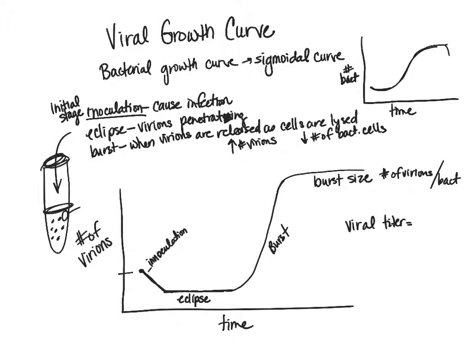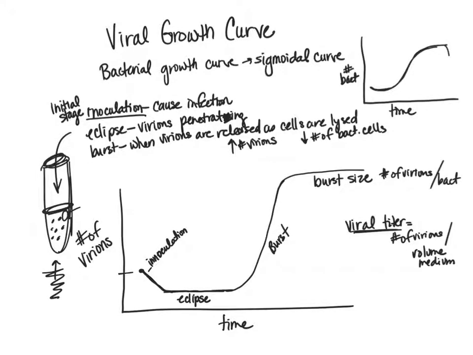So the viral titer is actually the number of virions per volume of medium. And so again, let's say over here we're talking about the test tube, and then we can take a particular volume of medium. So we would use a vortex, stir this up, and then we would take a volume out of there and count the number of virions per that volume, and that would give us our viral titer.